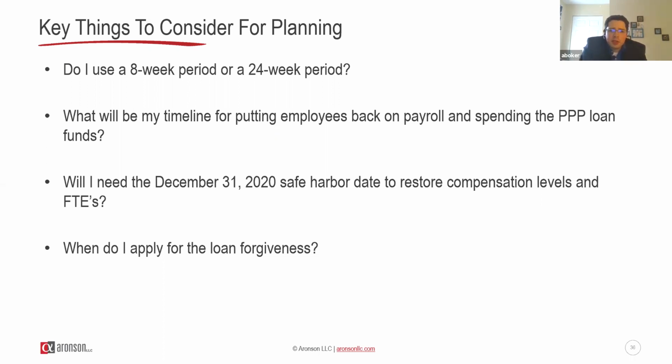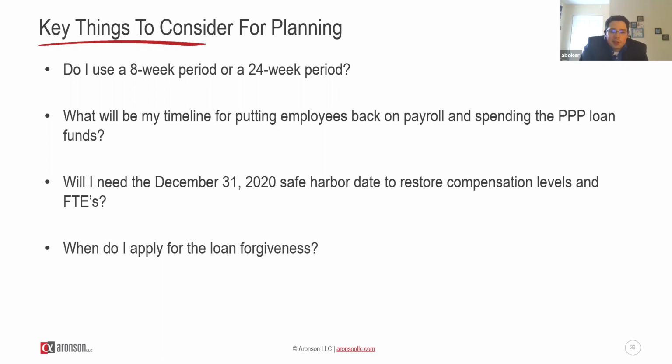And then the big question: when do I apply for the loan forgiveness? What we've been telling a lot of our clients is you've got 10 months from the end of your covered period to apply for this. So you have a lot of time. Unless you're certain at this time that with an 8-week period you're close to getting 100% loan forgiveness, otherwise, just take your time, wait it out. See if a 24-week period will give you better results. See if you need that December 31st safe harbor to make things work.